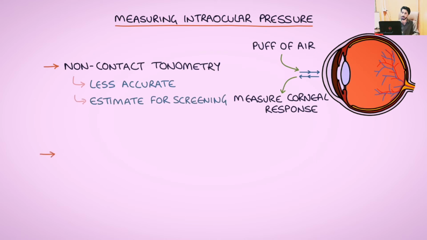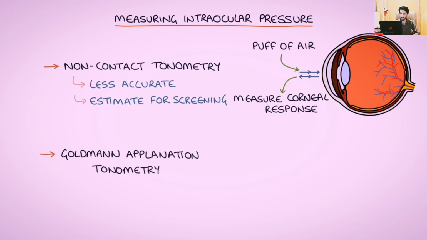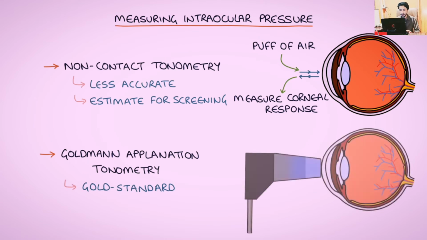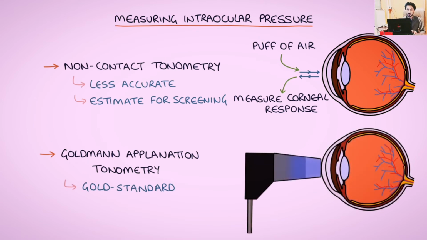The second way of measuring intraocular pressure is something called Goldmann applanation tonometry. And this is the gold standard way of measuring the intraocular pressure. This involves using a special device mounted on a slit lamp that actually makes contact with the cornea and applies different pressures to the front of the cornea to get an accurate measurement of the intraocular pressure. So the machine actually presses down on the cornea to check how much resistance there is and indicate how much pressure there is within that cornea.